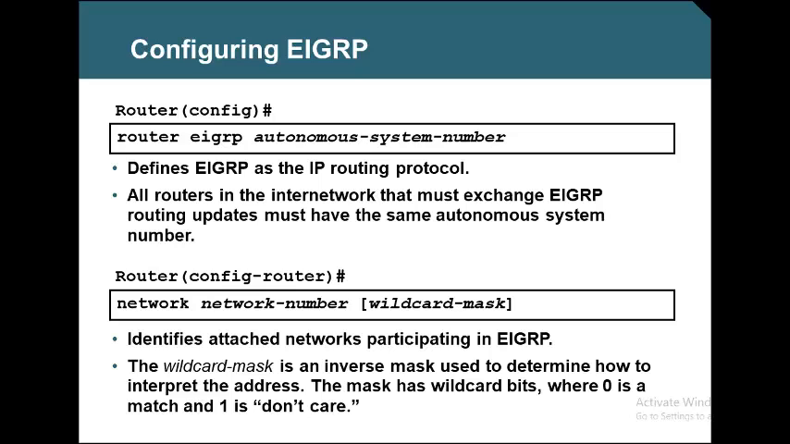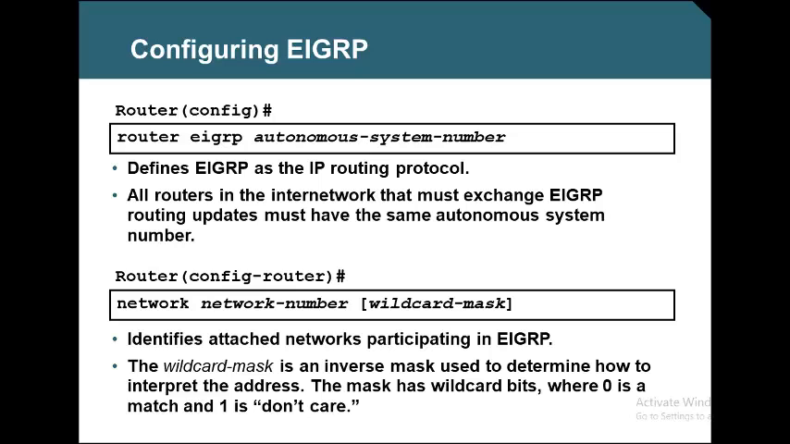Again, the network command is the same as RIP, but additionally you get a wildcard mask through which you can easily filter some networks that you do not want to advertise. Wherever you put 0, it means match exactly; wherever you put 255, it means don't care.